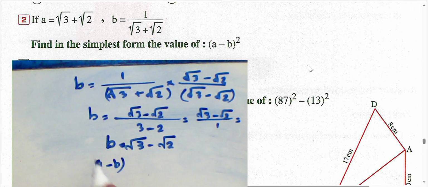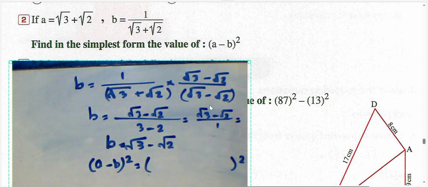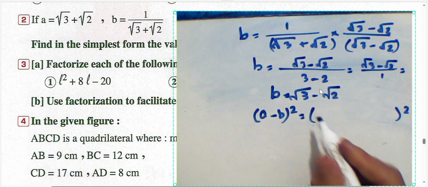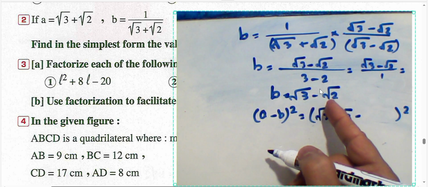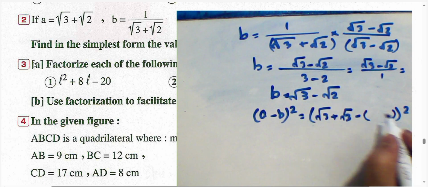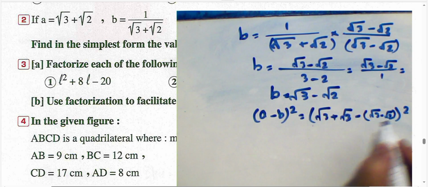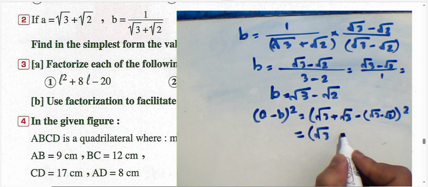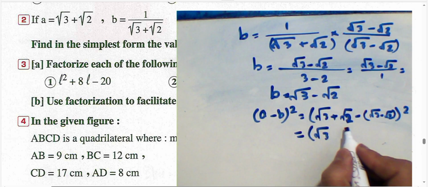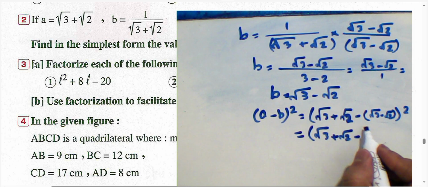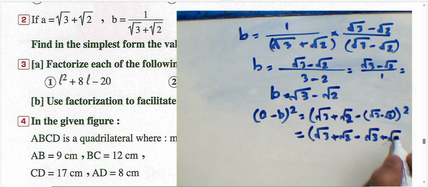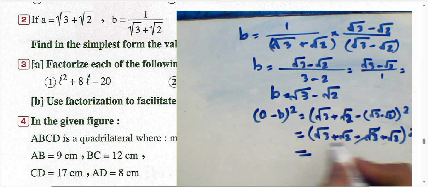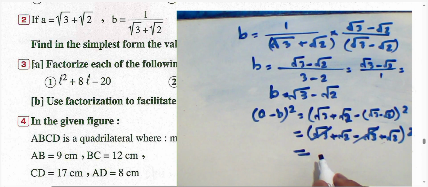Now we can find the difference, A minus B, whole power 2. A equals root 3 plus root 2, subtract B, where B equals root 3 minus root 2. You must write a negative outside and write root 3 minus root 2 in brackets. Distributing the sign: negative times positive is negative, negative root 3; negative times negative is positive, positive root 2, all power 2. We can cancel root 3 with root 3, and root 2 plus root 2 equals 2 root 2.